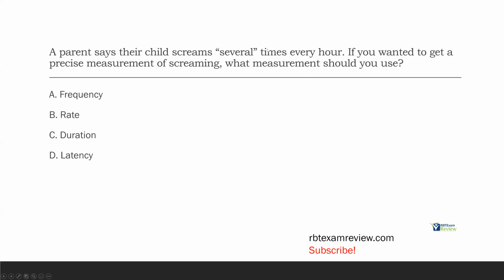So if we wanted to get the precise measurement, we might as well go with rate. We have our frequency, and then we have a time component, every hour. So if we took frequency data and found that the client screamed 10 times, we could make it a rate by saying 10 times per hour. So if you wanted to get the most precise measurement possible, you should use B, rate.